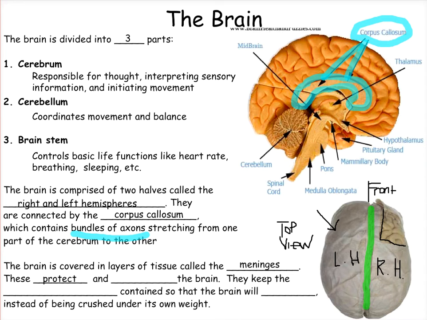The other thing about these meninges is that they create a special kind of fluid that nourishes the brain or keeps it healthy. This fluid is called the cerebrospinal fluid. And not only do the meninges produce it, but they also contain it so that the brain can float inside the skull instead of being crushed under its own weight. If you were to just let it sit inside your skull without any fluid surrounding it, it would slowly smush itself under its own weight.